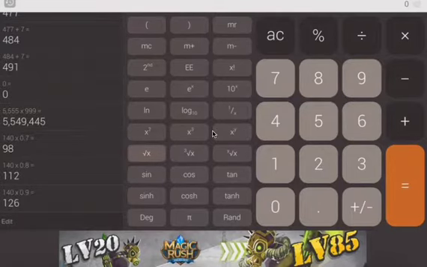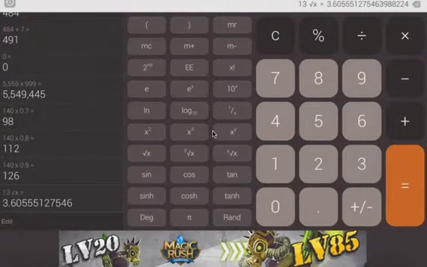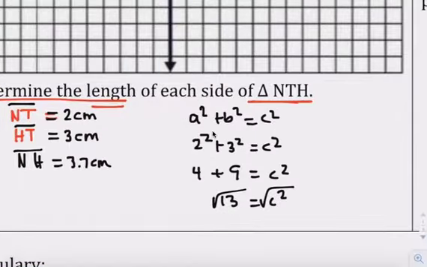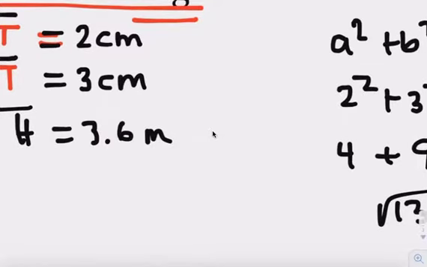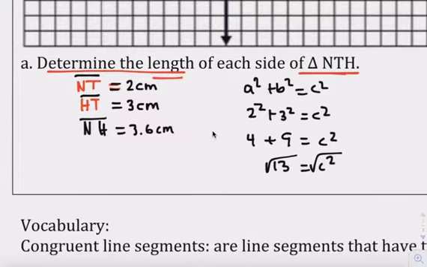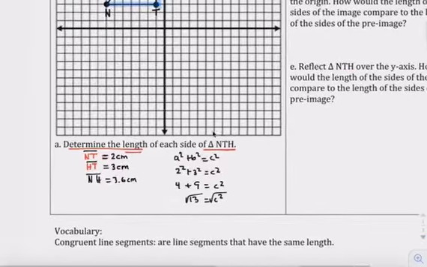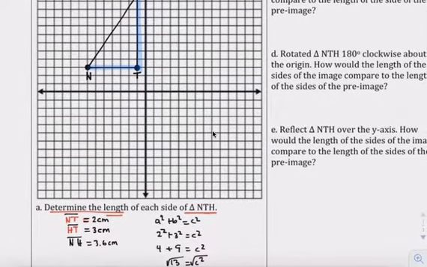Square root of 13 is 3.6. See, it's close to 3.7. Let's use the Pythagorean Theorem answer because it's closer. Anyway, 3.6 is N to H.